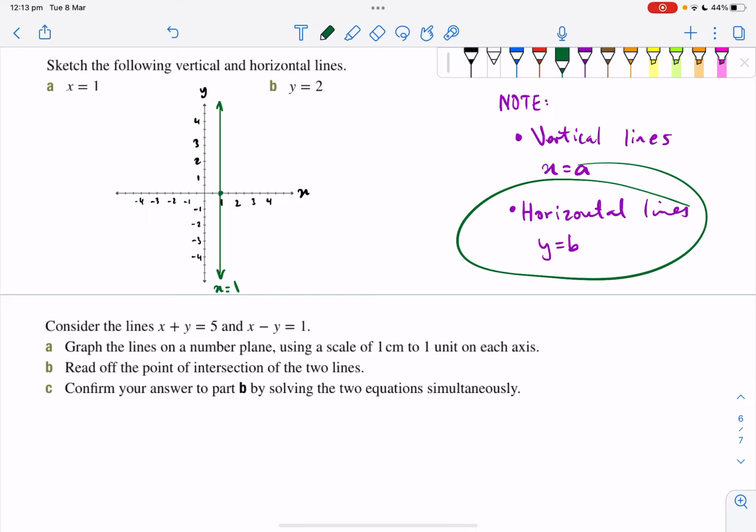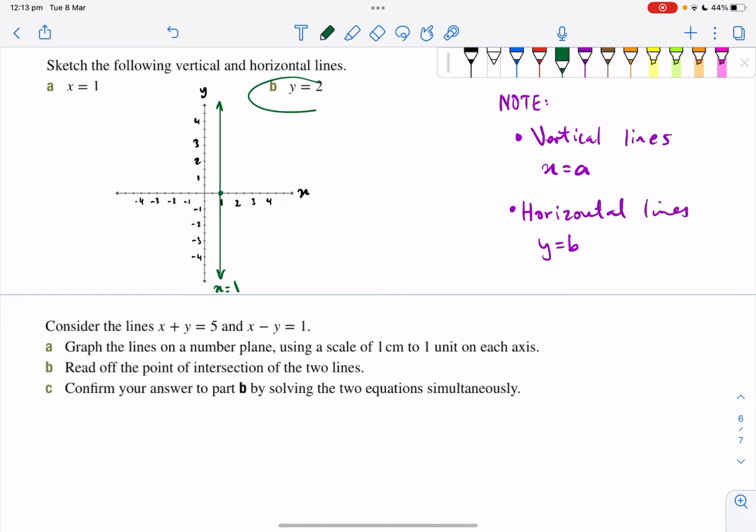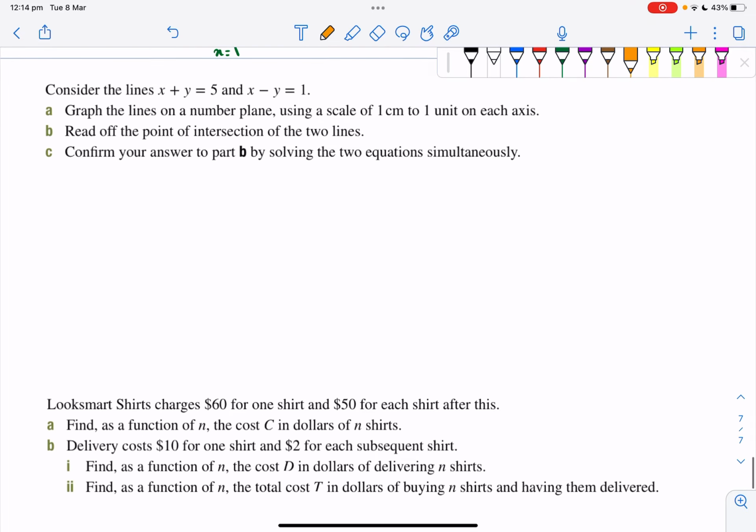And now I'm going to do a horizontal line for y equals 2. Because y equals 2, as you can see, is in this form, so it's a horizontal line. y equals 2. And that's it. All right, so you just have to apply what we've done here to these types of questions. All right, moving on.